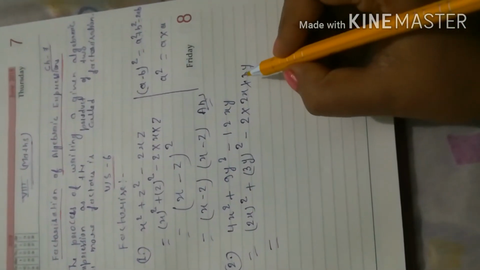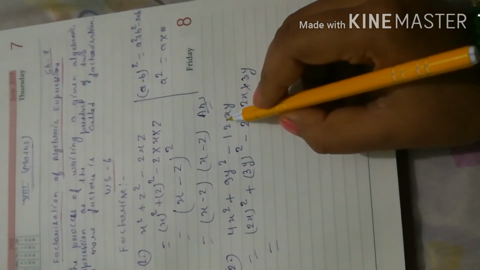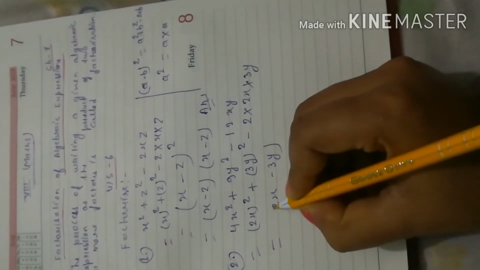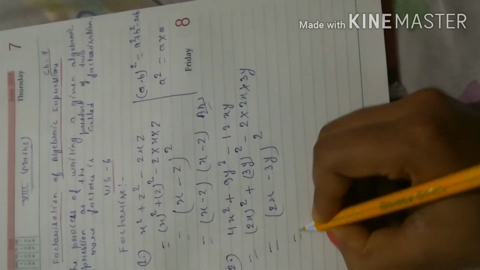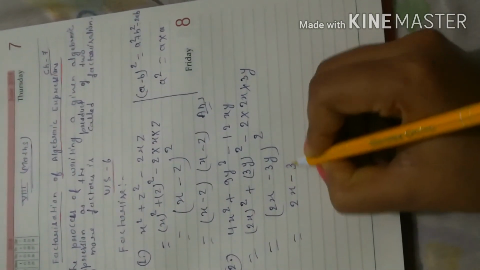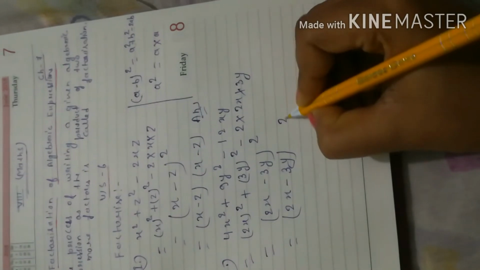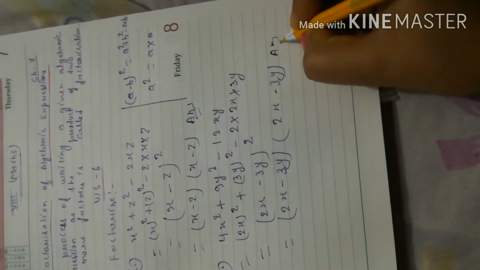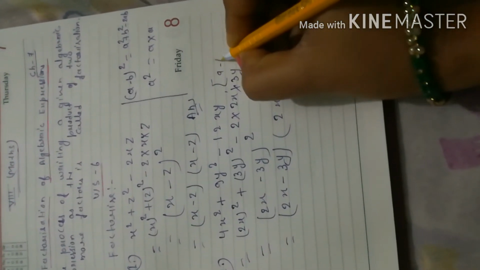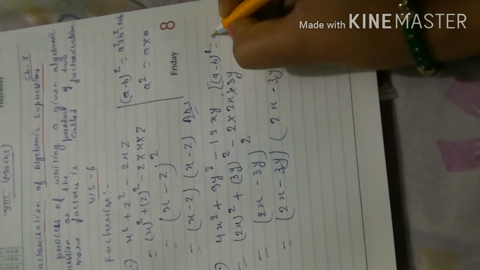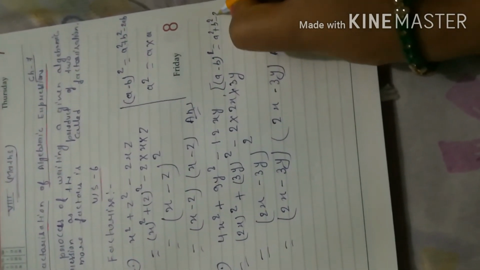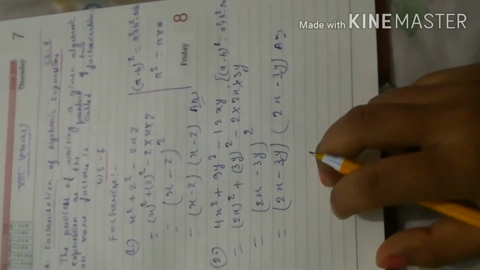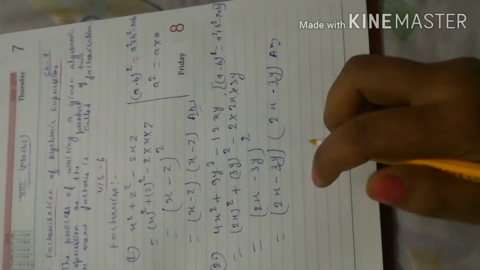So, if you multiply 3 into 2 it is 6, 6 into 2 is 12, it is converted in this way also. So, we can write (2x minus 3y) whole square. If the power is 2, then we can write the same thing 2 times. So, we will write (2x minus 3y) into (2x minus 3y). It is your answer. Here also you will write the identity (a minus b) whole square equal to a square plus b square minus 2ab. Because in examination, if you do not write the identity, then you will lose your marks.